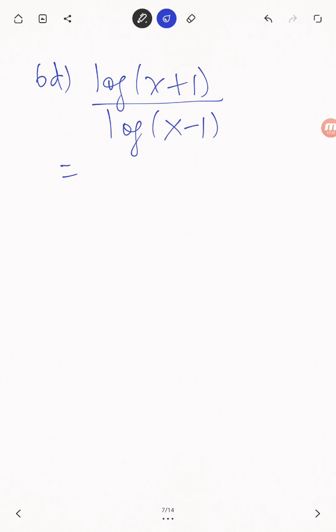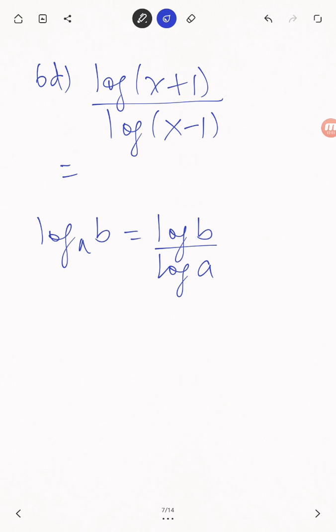So this is backwards of the change of base formula, right? With the change of base formula, let's write it down over here. The log of b base a would be equal to the log of b over the log of a, both with the same base, and 10 is usually a convenient base to use. So how can we do this backwards? In this case, the x plus 1 would be b, and the x minus 1 would be a. So this, written as a single logarithm, would be log of x plus 1 base x minus 1.